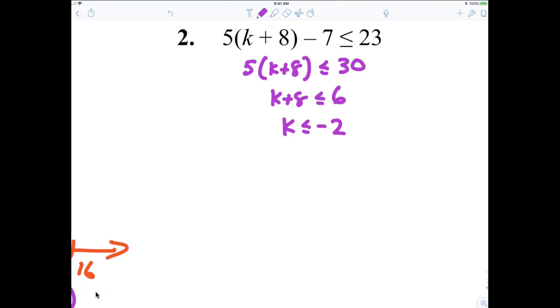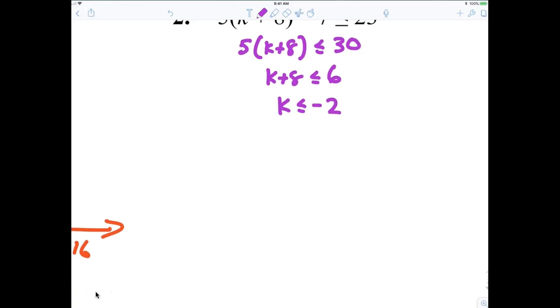Quickly, good for you. You got the negative 2. 6 minus 8. Oh, okay. 6 minus 8, right? Because I'm moving the 8 from the left to the right. I'm isolating. Good question. All right, so now we're going to graph it.